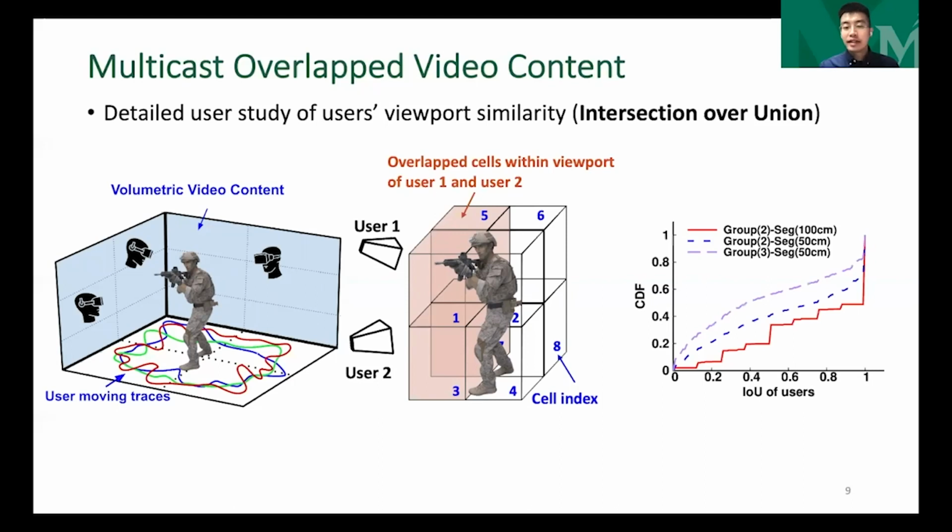Here, we draw the CDF of viewport similarity among all studied users with different partition sizes and numbers of users in the group on this red figure. We can see that there is a significant overlap in content between users. It provides us with a high potential to reduce the bandwidth requirement. So now the next question is how to do the multicast with this high content similarity.